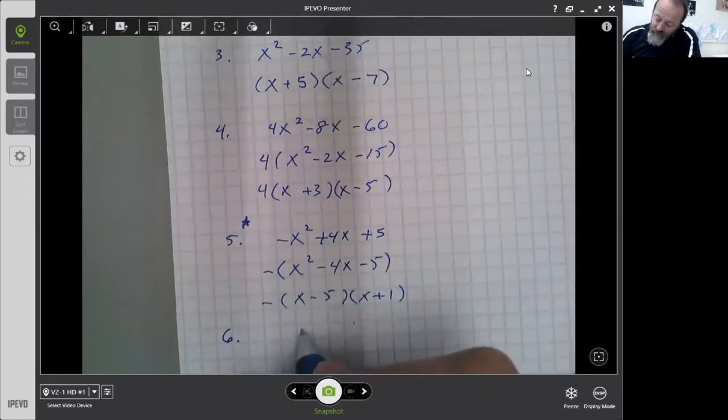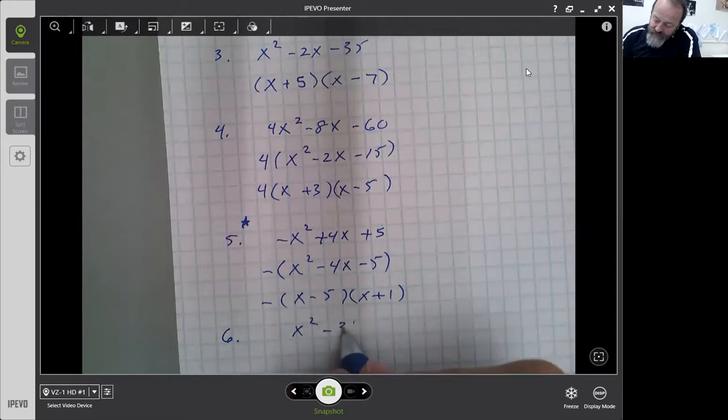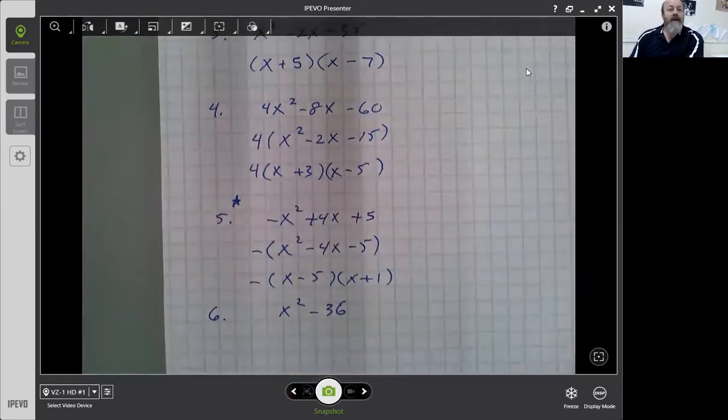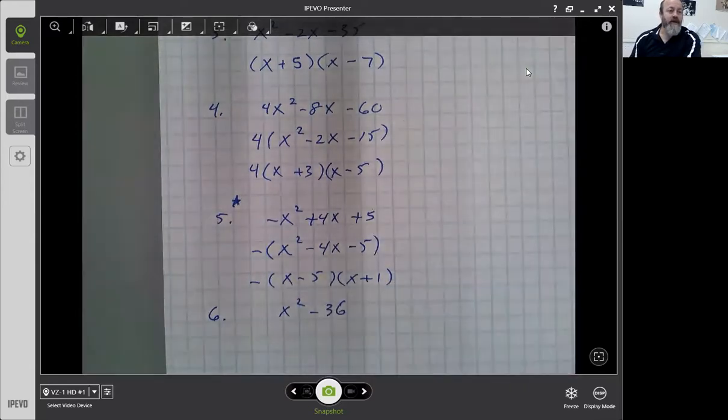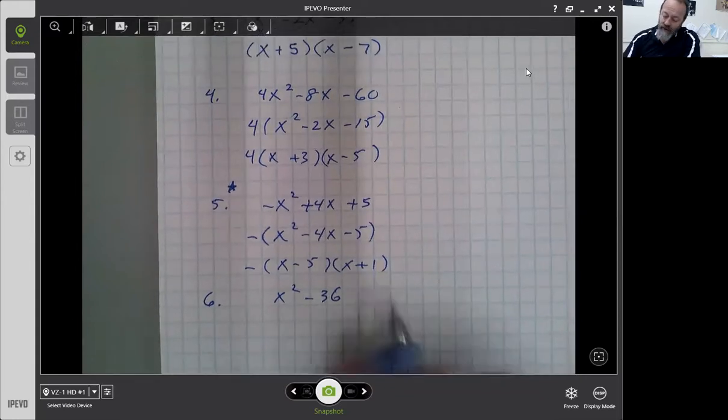One of my favorite things, this is so fast. This is not a quadratic trinomial. All of these ones that I had above were quadratic trinomials. This is one of those special cases that you want to look for called a difference of squares, because x was squared and over here a 6 was squared. You could think of that middle term as a 0.